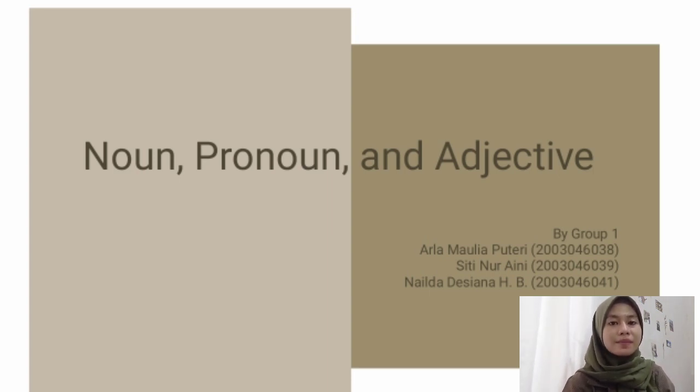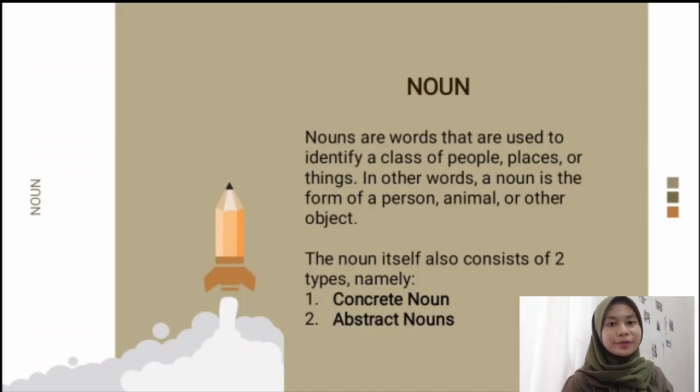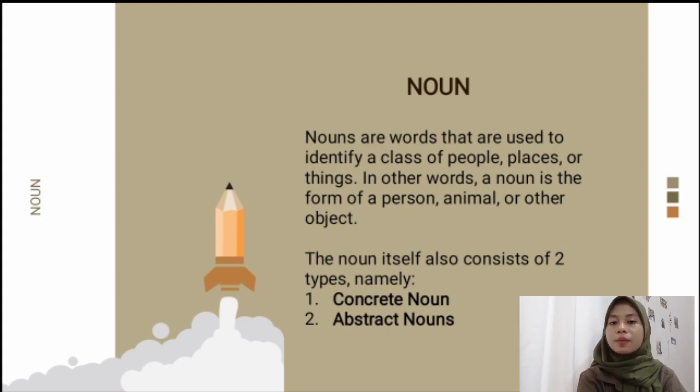So here I will explain materials about noun, pronoun, and adjectives. For the first material on noun, I will explain it now. Nouns are words that are used to identify a class of people, places, or things. In other words, a noun is the form of people, animal, or other object.